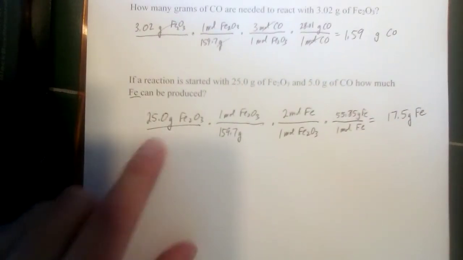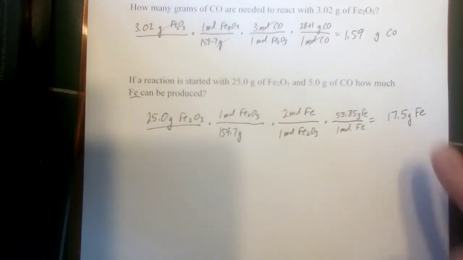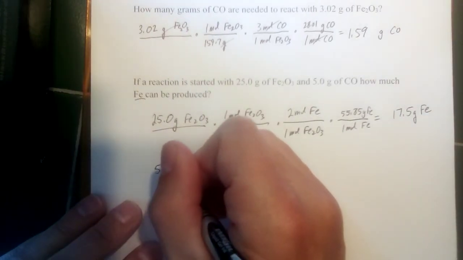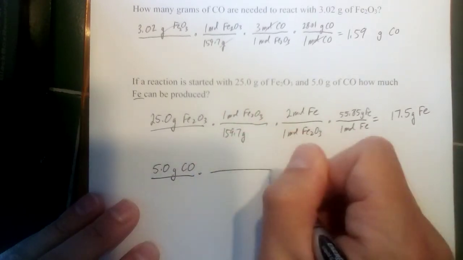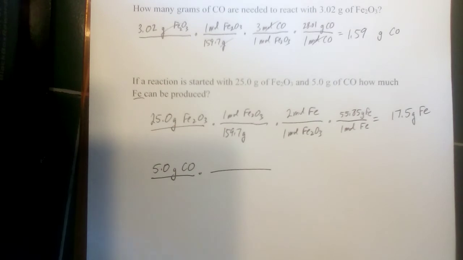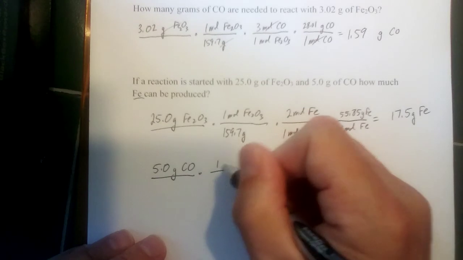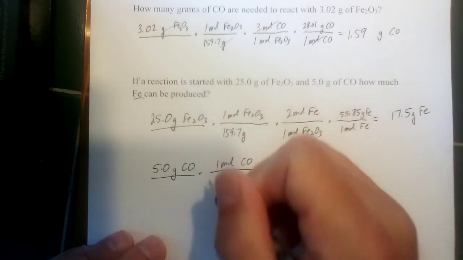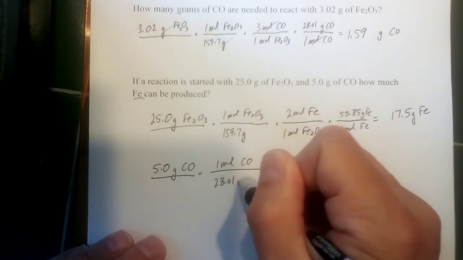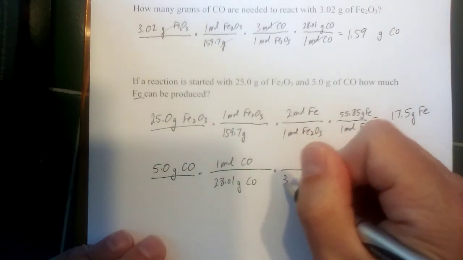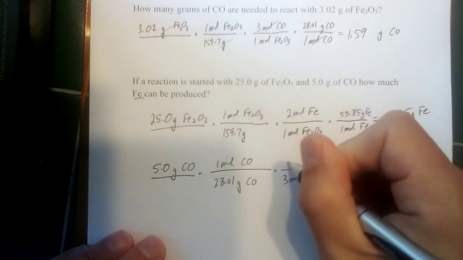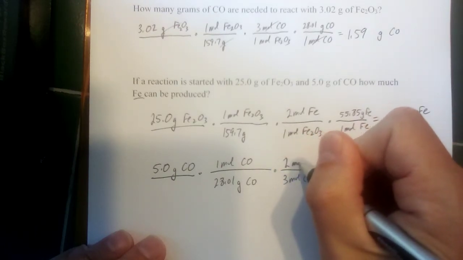Now that's, if we use up all that iron oxide, according to this reaction, we'd get that much iron. Maybe that's the answer, but maybe not. We have to try out the other reactant and see how much could be produced if we use up all of that reactant. So if we start with 5 grams of carbon monoxide, right, we had that molar mass above as well. 1 mole of carbon monoxide is 28.01 grams. From the balanced equation, 3 moles of carbon monoxide are reacting to produce 2 moles of iron.